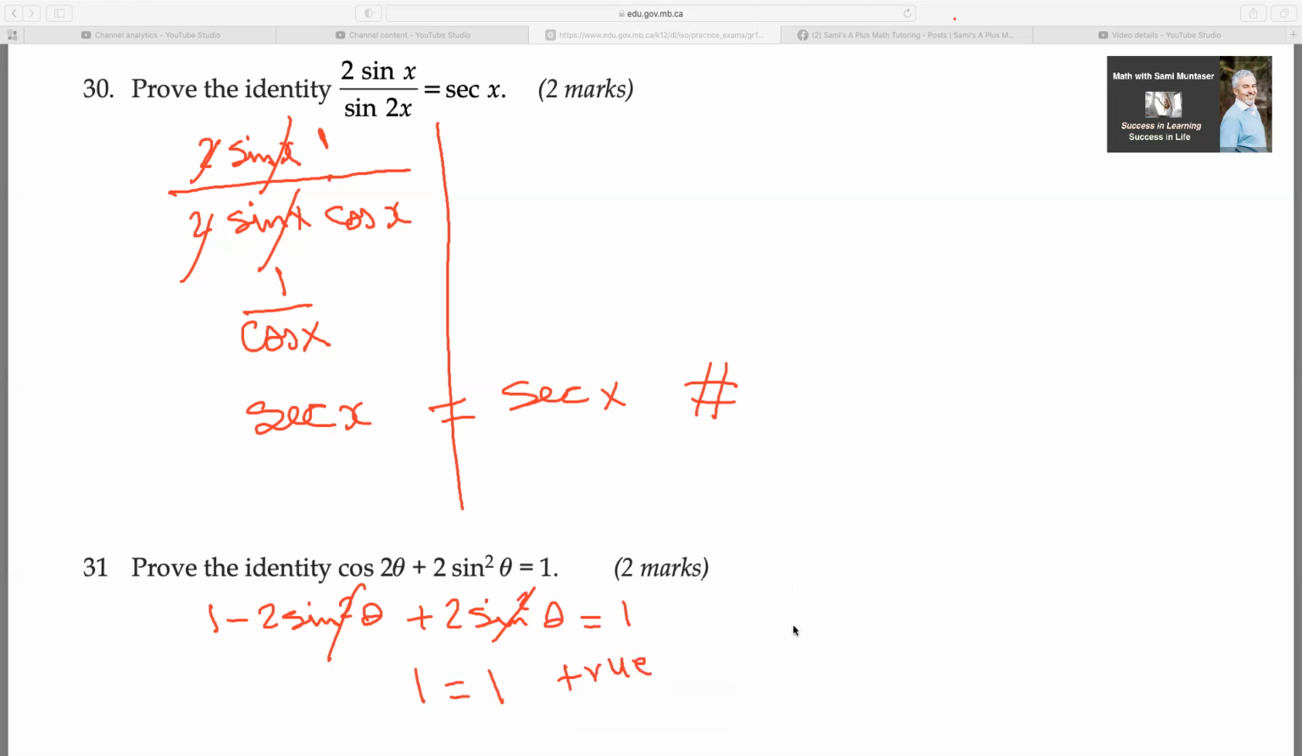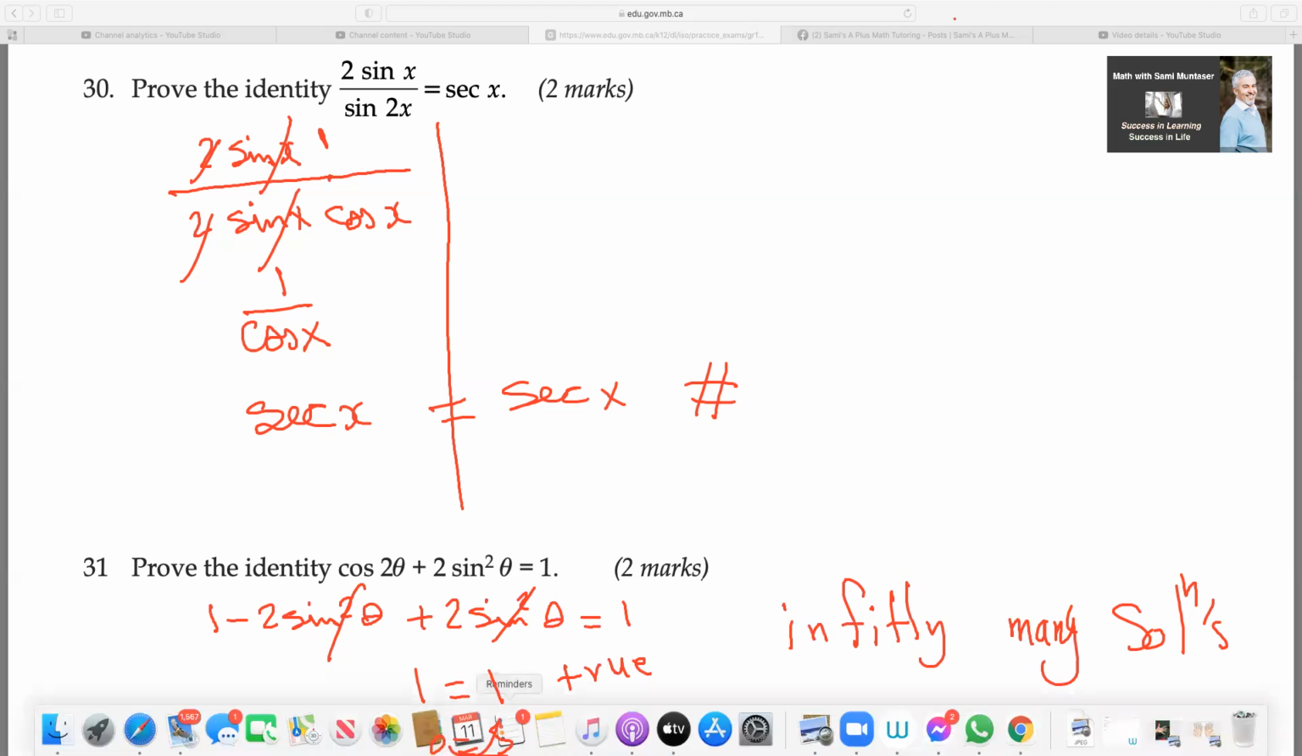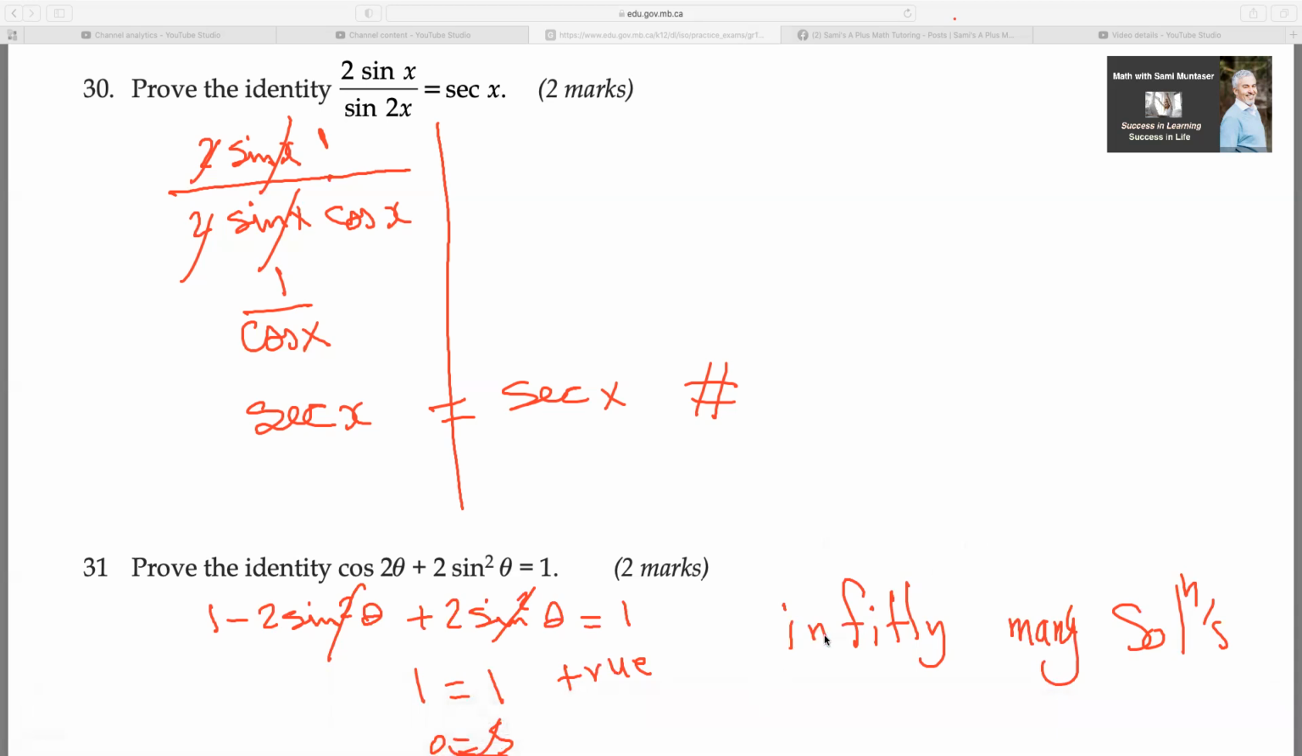When that's true, then you know this has infinitely many solutions. Anytime you end up with a number equaling a number and it's true, this is what your answer is. Let's say you ended up with 0 equaling 5 or something like that, or 0 equals 1, when it's not true, then you say no solution. But in here, infinitely many solutions. Okay, one more.